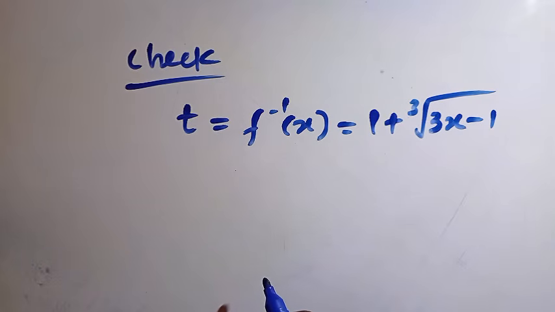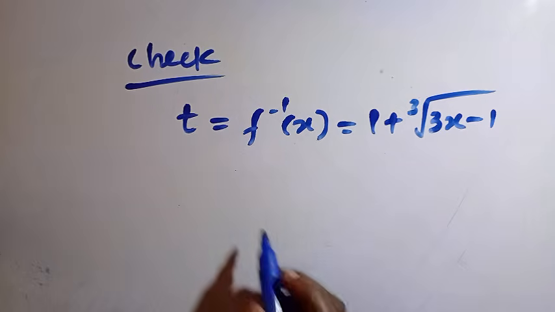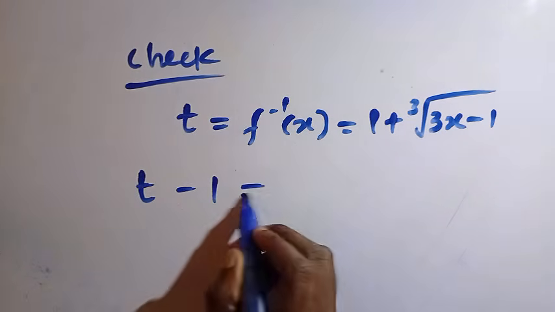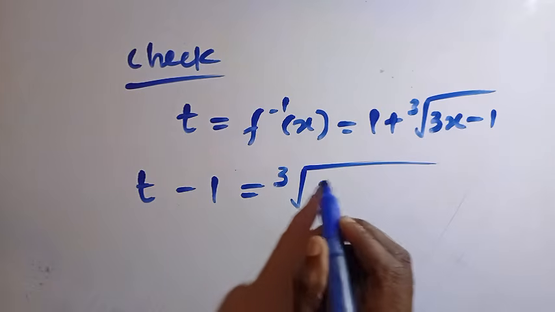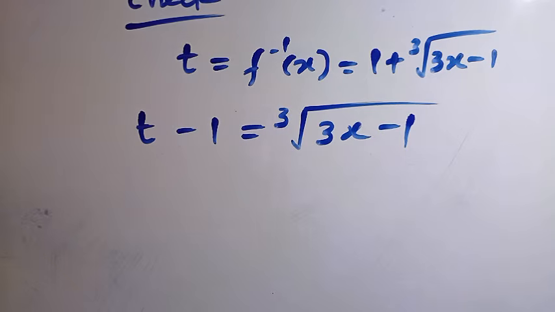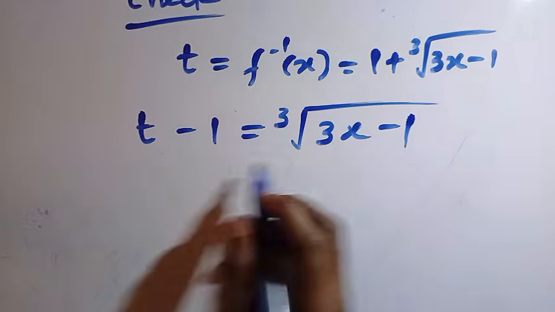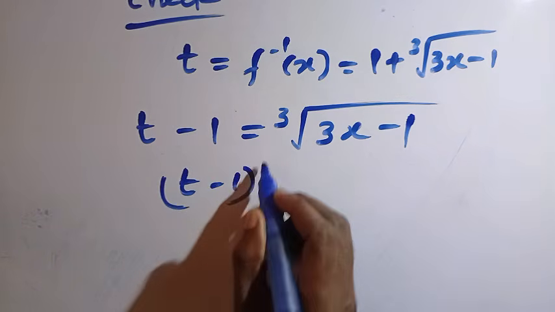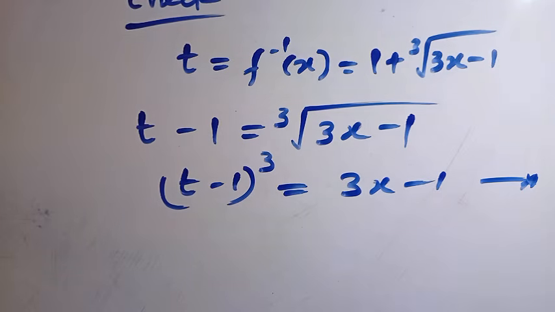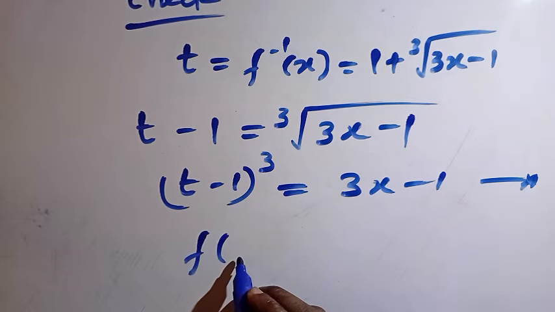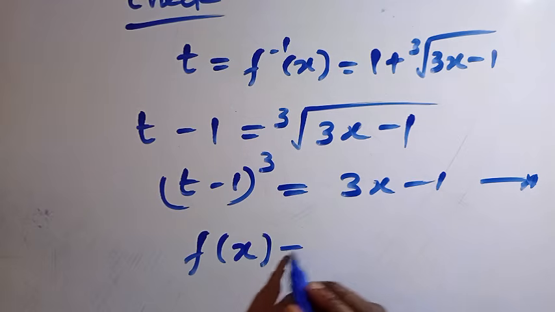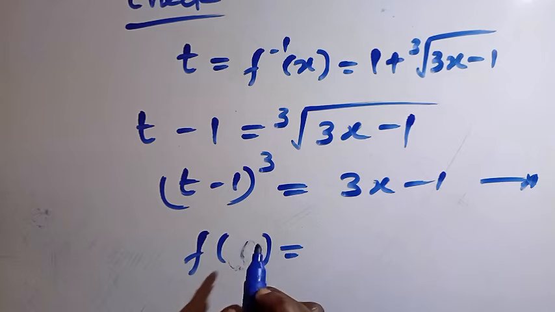Then, instead of f inverse of x, let's leave it as t. Then t minus 1 equals the cube root of 3x minus 1. And if you recall, taking the cube of both sides, we have (t minus 1) raised to power 3 equals 3x minus 1. Let's recall from where we have f of x equals, but here I'm going to use t.